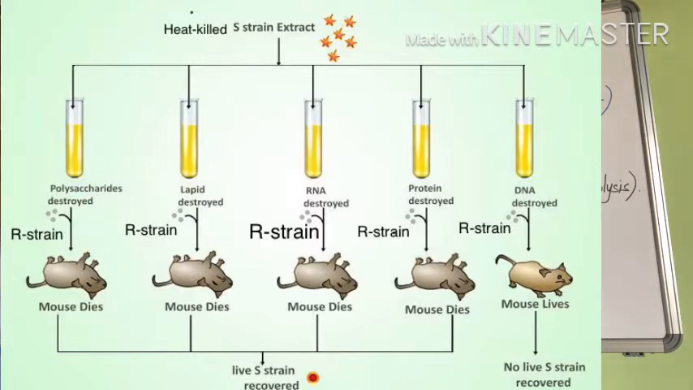What they observed was, in experiments 1 through 4, where carbohydrates, lipids, RNA and proteins were eliminated, the mice still suffered pneumonia and eventually died. Additionally, they also recovered live S strain bacteria in the blood samples of these dead mice. Contrastingly, in the experiment where they destroyed DNA of the heat-killed S strain bacteria with DNases and co-injected with R strain into the mice, all mice were healthy and they all lived. Moreover, no live S strain was recovered from the blood of these living mice.